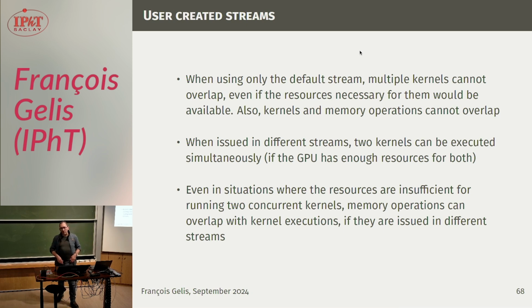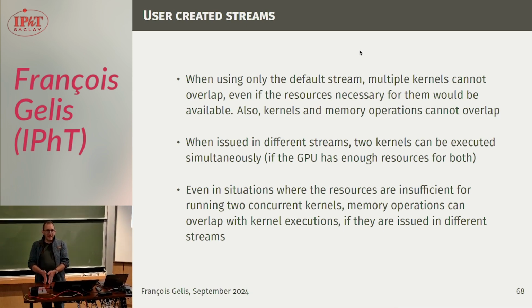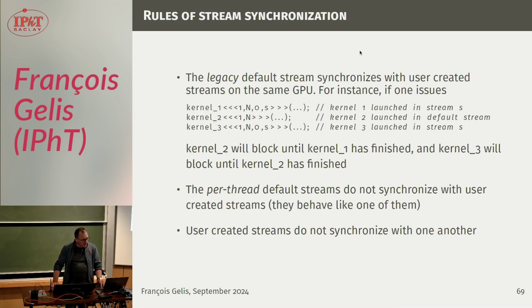Of course, there is no miracle, in the sense that if your GPU has 10,000 cores and you have one kernel with 1 million threads and another kernel with 1 million threads, probably they will not run at the same time, even if you put them in different streams. But they could, if, for instance, one of these kernels has to wait to access some data in memory, then the other one can run and do computations.